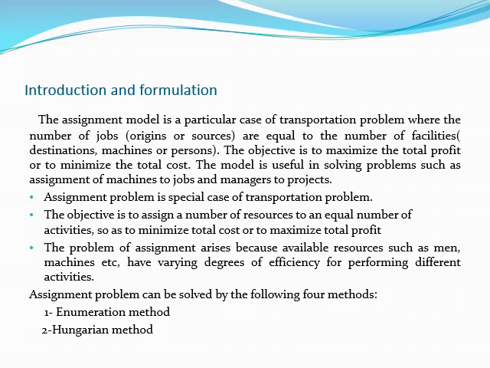For example, suppose an accounts officer has 4 subordinates and 4 tasks. The subordinates differ in efficiency and take different time to perform each task. If one task is to be assigned to one person in such a way that the total person hours are minimized, the problem is called an assignment problem.